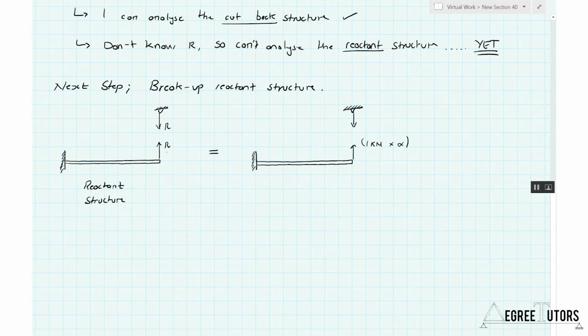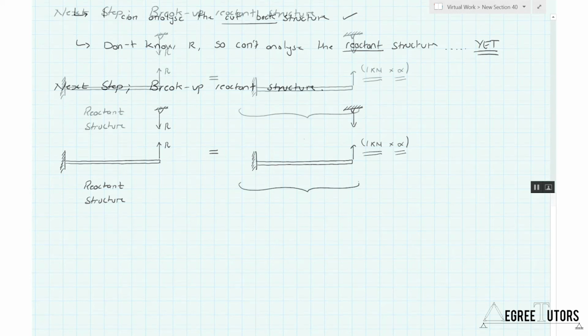I've taken R and I've replaced it. I've got rid of R. That's no use to me. I don't know what R is. I can't do anything with that. But I've replaced it with a 1 kilonewton force and some scaling factor. So you take your 1 kilonewton, you multiply it by some unknown scale factor alpha, and you get R. Okay, you might be thinking to yourself, you haven't really helped me out here. You've just taken one unknown R and replaced it with another unknown alpha. But there is a method to this. Let's take this structure. Okay.